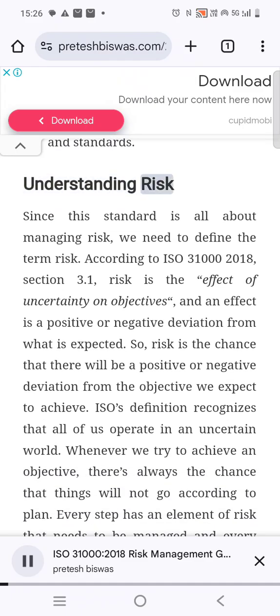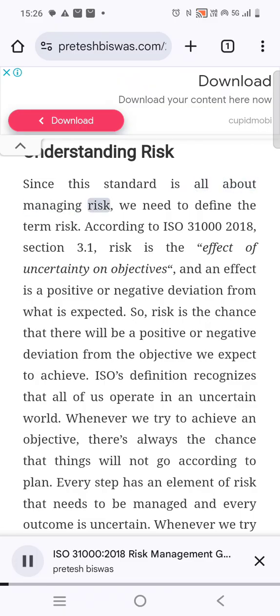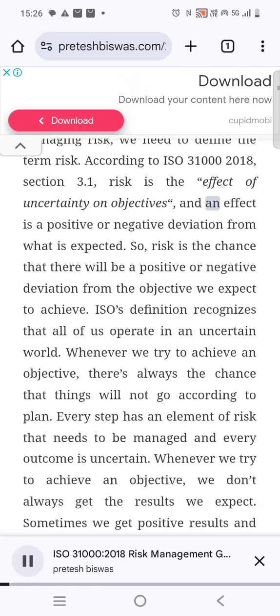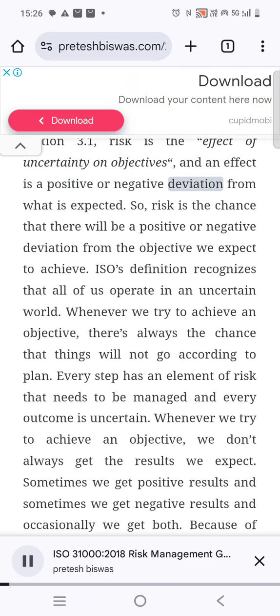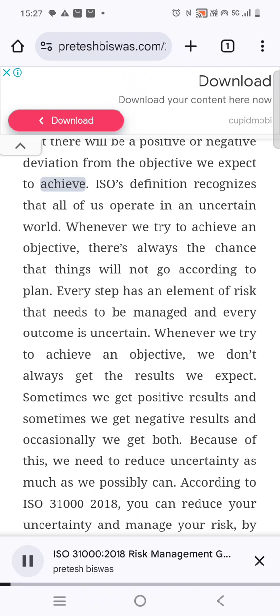Understanding risk. Since this standard is all about managing risk, we need to define the term risk. According to ISO 31000-2018, Section 3.1, risk is the effect of uncertainty on objectives, and an effect is a positive or negative deviation from what is expected. So, risk is the chance that there will be a positive or negative deviation from the objective we expect to achieve. ISO's definition recognizes that all of us operate in an uncertain world.